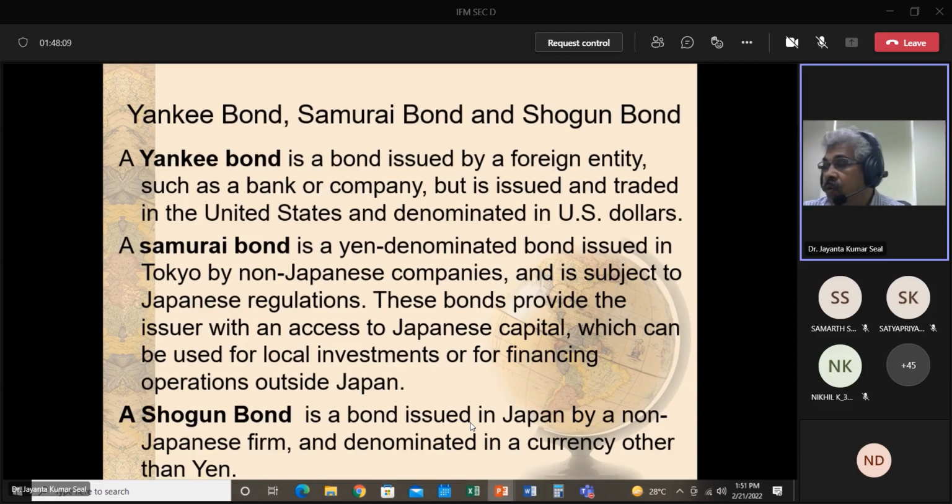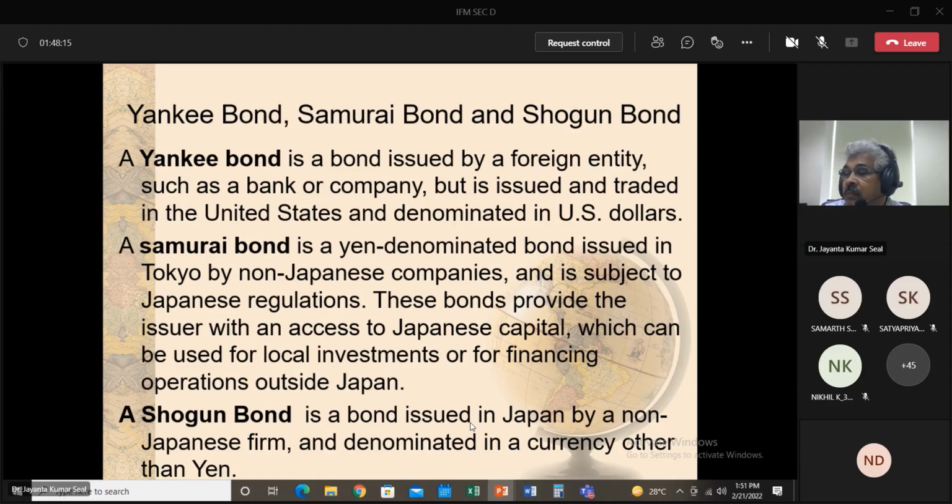So State Bank of India issued a bond in Taiwan. That is a Formosa bond. A Formosa bond is a bond issued in Taiwan but denominated in a currency other than the Taiwanese dollar. So it was issued in dollar. Similarly, there are different things.